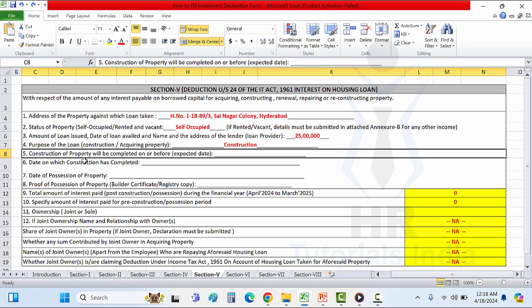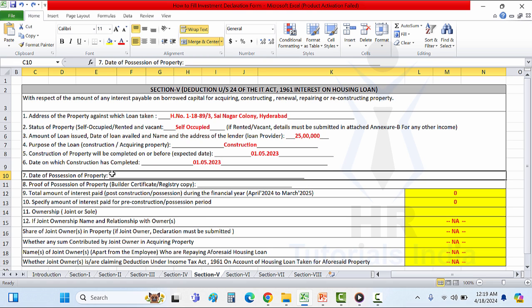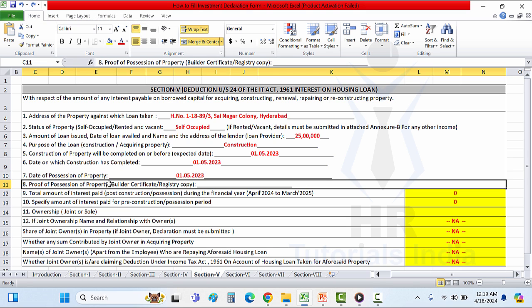So it is under construction. Then comes construction of the property will be completed on or before expected date. So here we need to fill the date by which date the construction will be completed. It is 1st of May 2020. Date on which construction has completed. So we need to fill the completion of the property construction. Here is the same, that is 1st of May 2020. Date of possession of the property, which means from which date the property will be possessed. It is the same day, that is 1st of May 2020. Proof of possession of the property, builder certificate or registration copy.